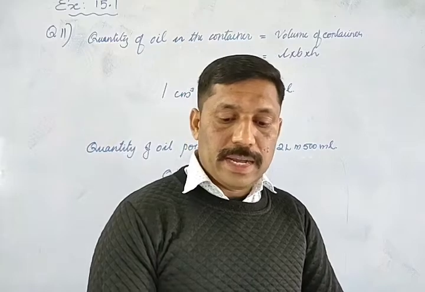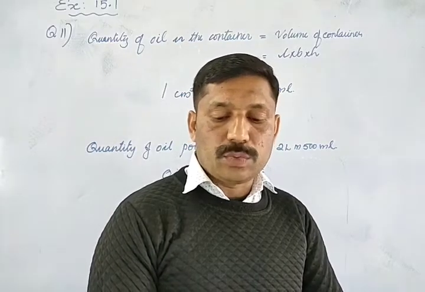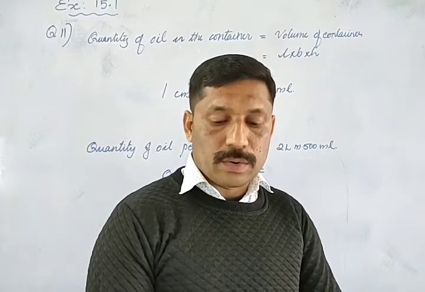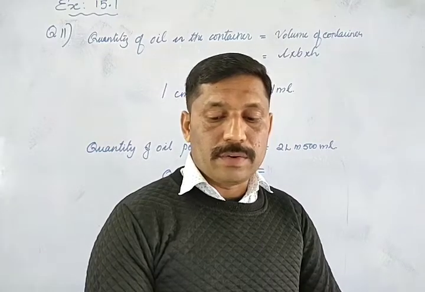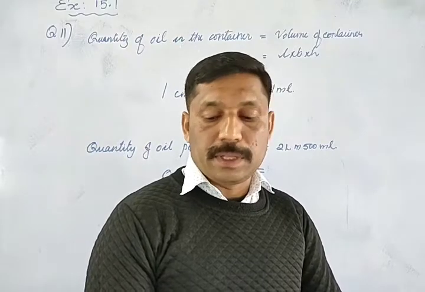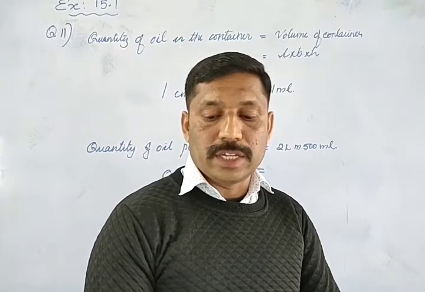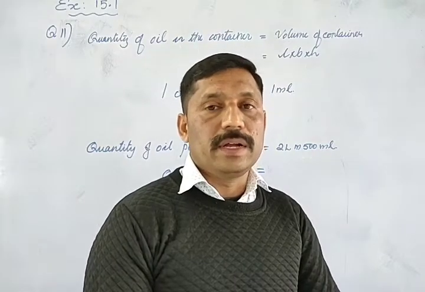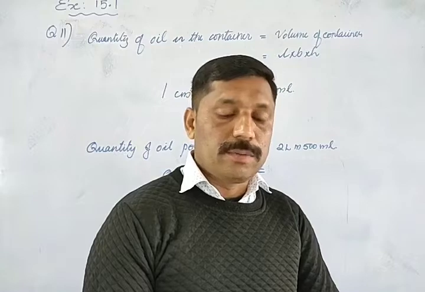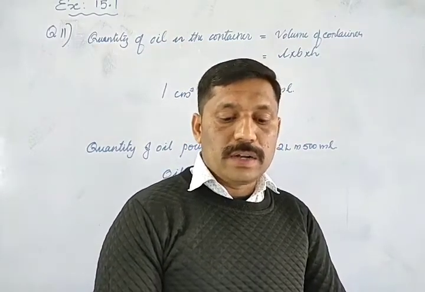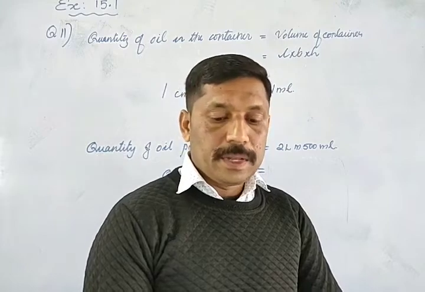A circular well is dug. Its diameter is 120 centimeter. Diameter is given and it is a circular shape. Therefore, we can find out the radius. And its depth, depth means height, is also given, 950 centimeter. What is the volume of mud removed to make the well? In order to make that well, how much mud is removed from the circular well? So the quantity of mud removed is equal to the volume of the well.